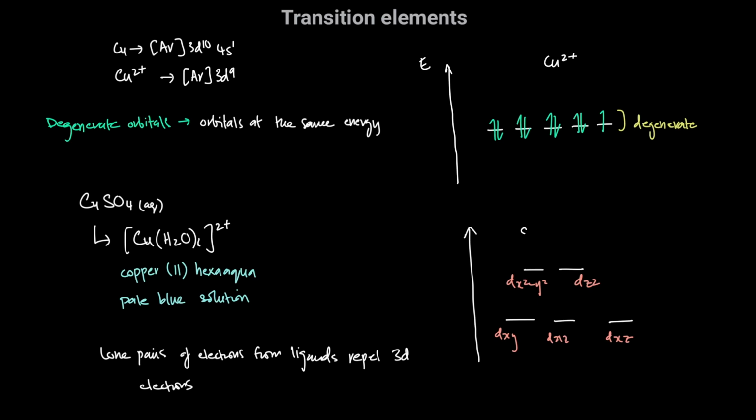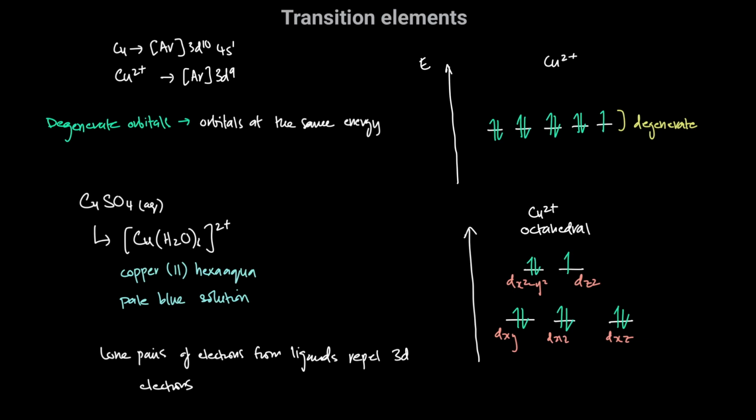Whereas in my octahedral complex, my d orbitals in the copper 2 ion now look like this. They are split into two different sets with different energies. And now my 9 electrons aren't all at the same energy. I have some at a lower energy and some at a higher energy.